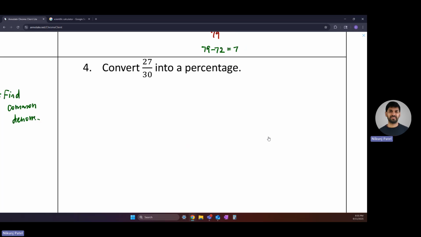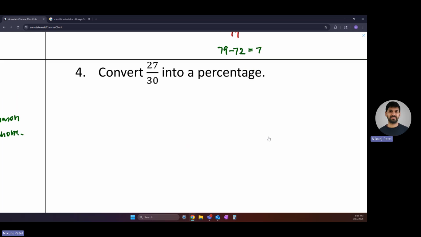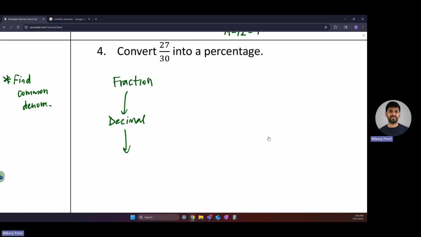Okay, we have one where we're going to convert to a percentage now. So back in your module 1 notes, we talked about how to convert a fraction into a percentage. Well, if we have a fraction, in order to get to the percentage, we need to go through a decimal. So we're going to go from a fraction to a decimal to a percentage.